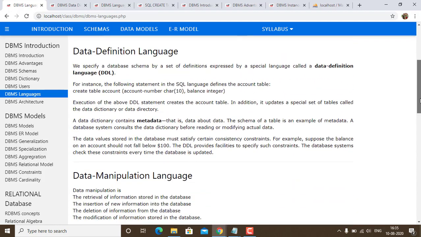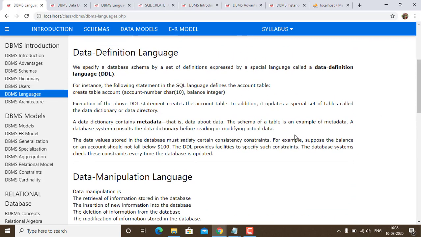So these are the two languages, data definition language and data manipulation language. These two together combine and form queries. Queries are just structured query languages. These query languages are used to create tables, modify tables, and do different things, which we are going to see in the SQL tutorials.